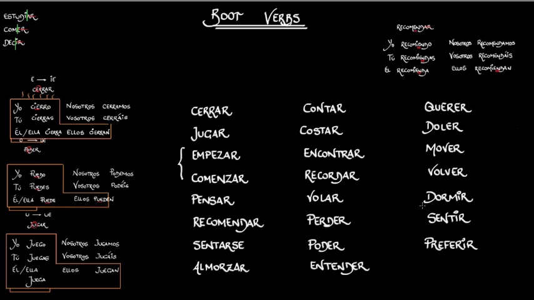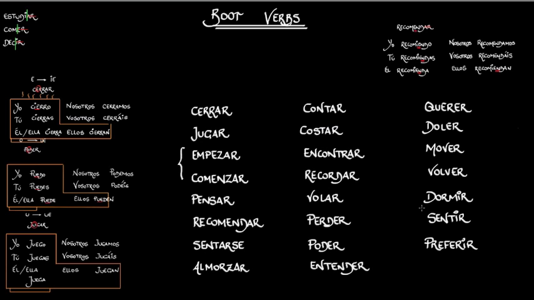Costar means to cost, encontrar means to find, recordar means to remember, attention, not to record, to remember. Volar means to fly, perder means to lose, poder means can, entender means to understand. Querer has two meanings in English. One is to love, and the second one is to want. An example for the first meaning would be te quiero, I love you. An example for the second meaning, quiero un Ferrari, I want a Ferrari.